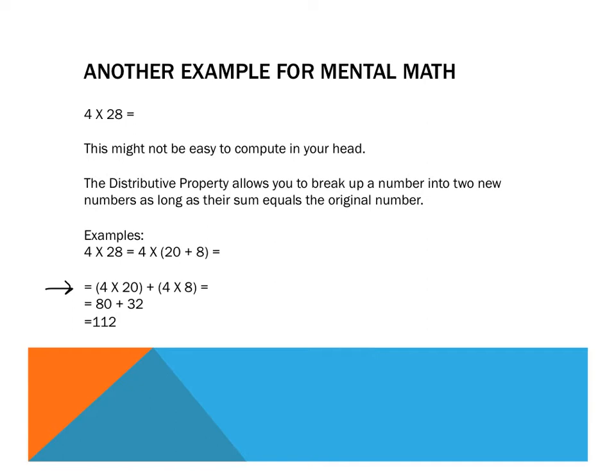So instead of 4 times 28, you could break this apart into 4 times 20 plus, don't forget that plus, 4 times 8. Well, 4 times 20 is a nice round number, 80. 8 times 4, if you know your basic facts, and you should, is 32. That's easier to compute in your head. 80 plus 32 is 112.